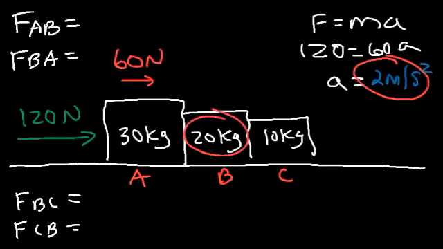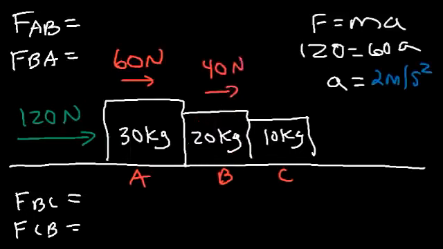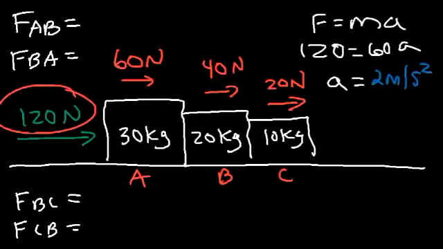20 times 2 is 40. And 10 times 2 is 20. So let's find the force that B exerts on A. A feels a force of 120 newtons to the right. If the net force is 60, then the force that B exerts on A must be 60.